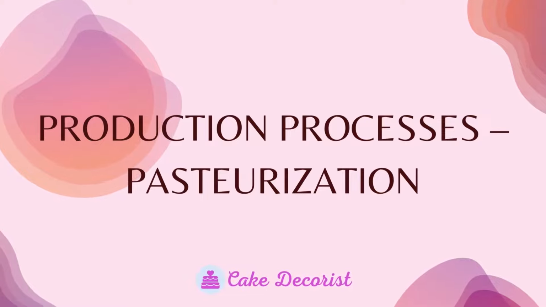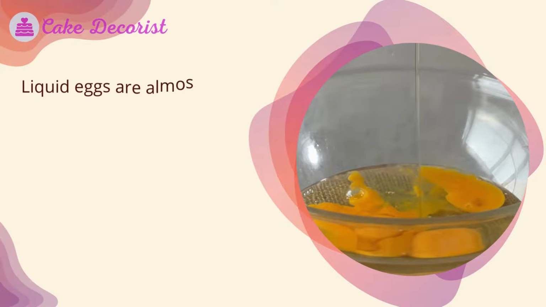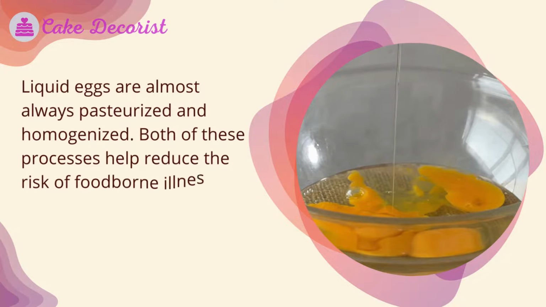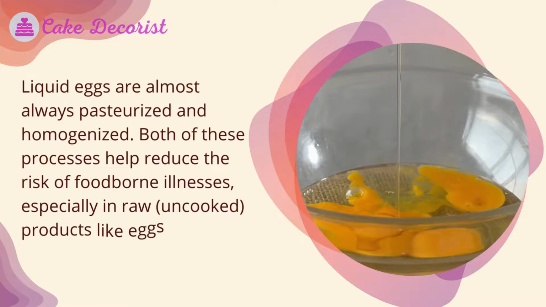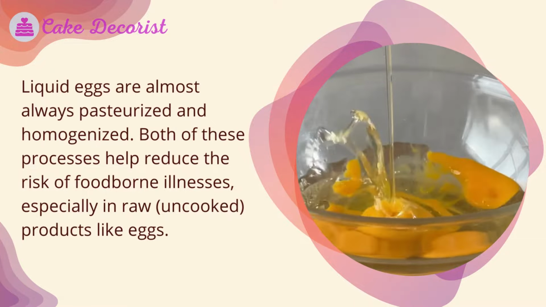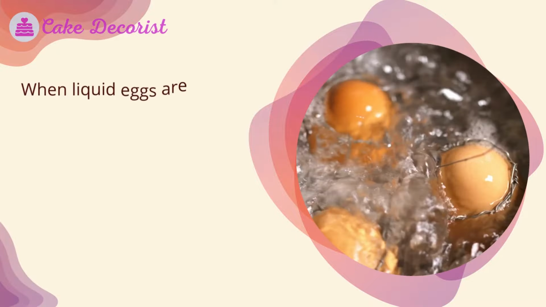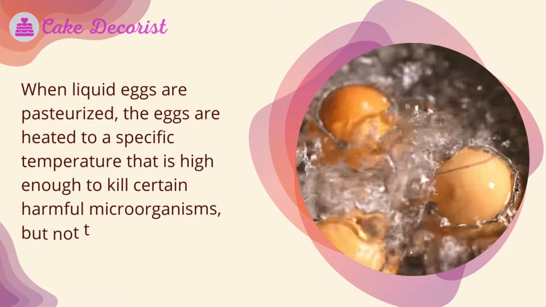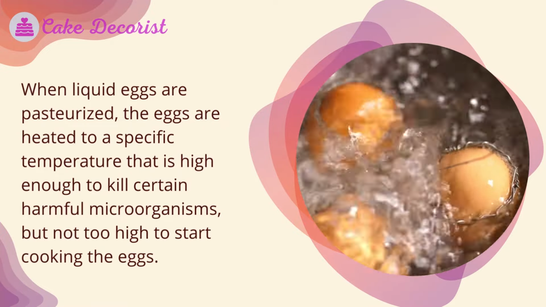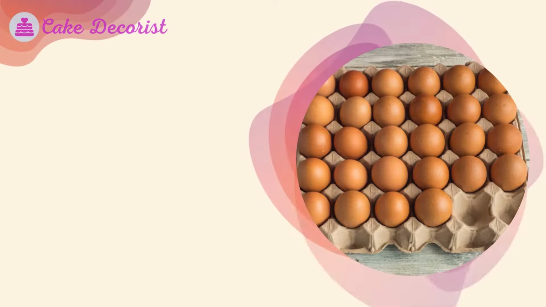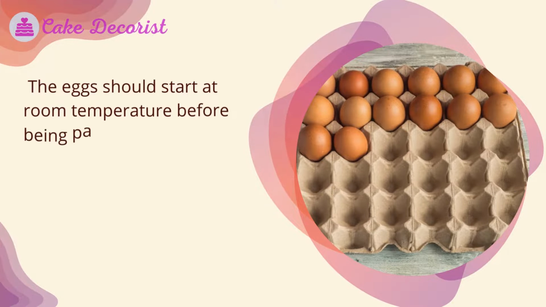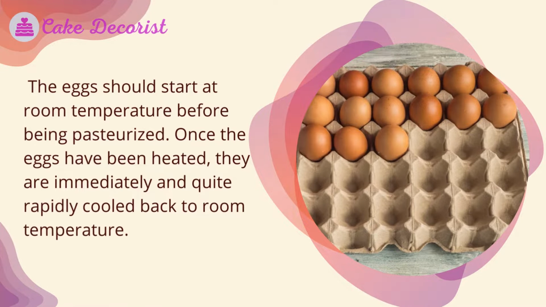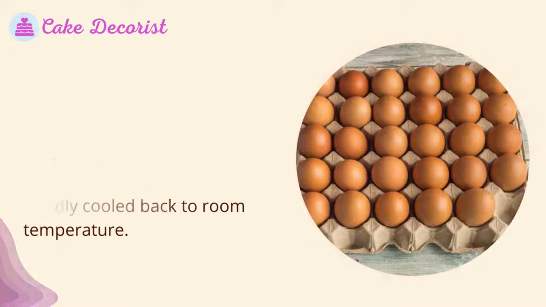Production processes, pasteurization. Liquid eggs are almost always pasteurized and homogenized. Both of these processes help reduce the risk of foodborne illnesses, especially in raw, uncooked products like eggs. When liquid eggs are pasteurized, the eggs are heated to a specific temperature that is high enough to kill certain harmful microorganisms, but not too high to start cooking the eggs. The eggs should start at room temperature before being pasteurized.